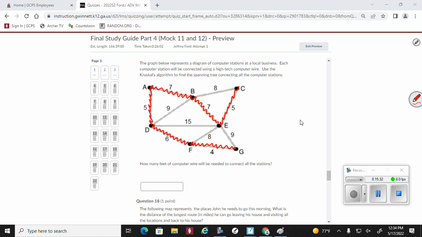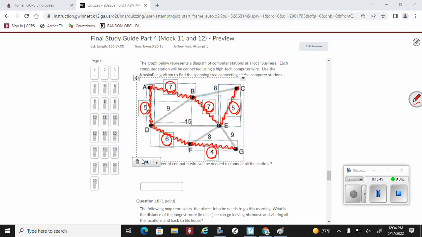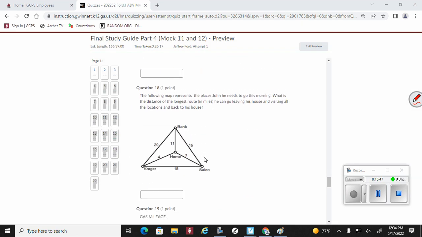And then the question's asking how many feet of computer wire. So at this point in time, you're just going to take all these edges that you highlighted or traced and just add it all up. All right, I don't have my calculator with me, so I'm not going to spend the time adding it up in my head. All right, next one.